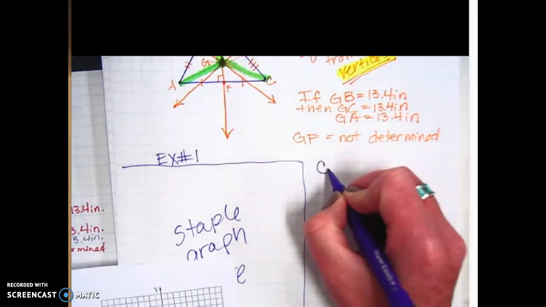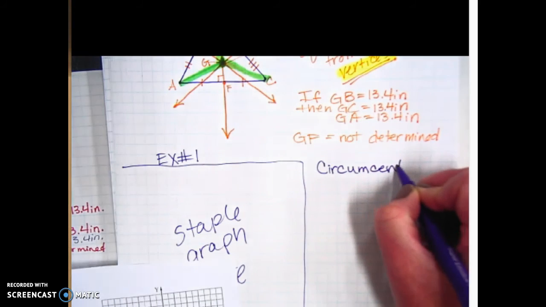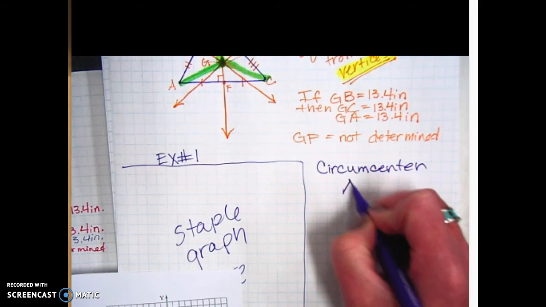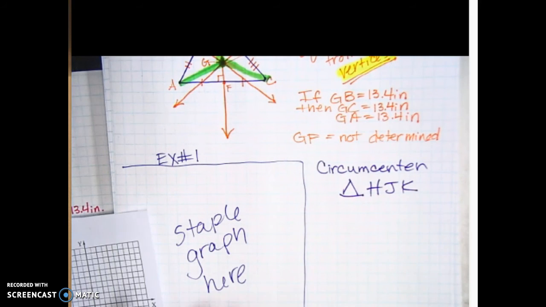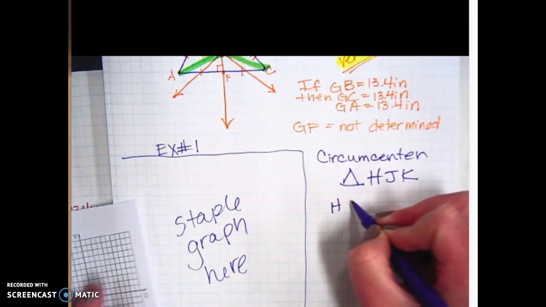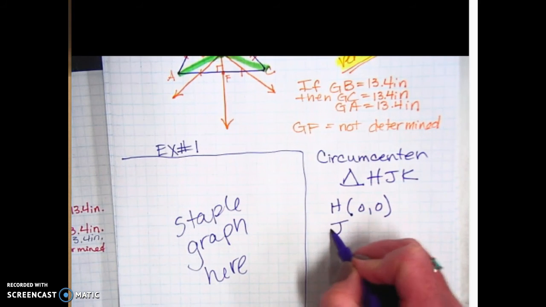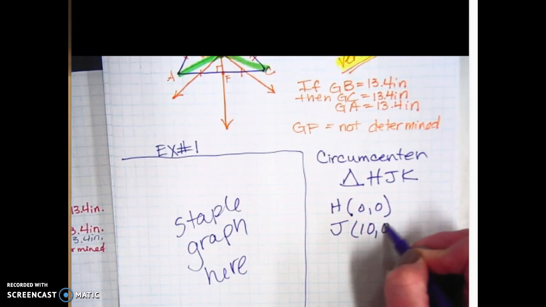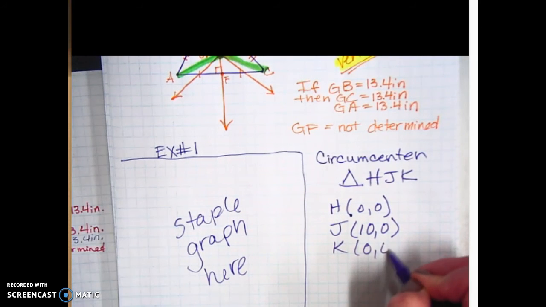So we're going to find the circumcenter of triangle HJK. So I'm going to give you some points. H is at 0, 0. J is at 10, 0. And K is at 0, 6.